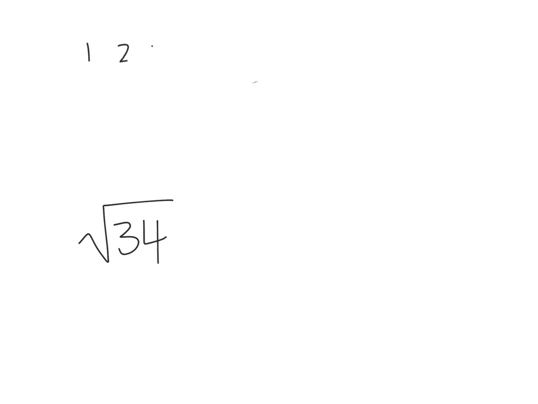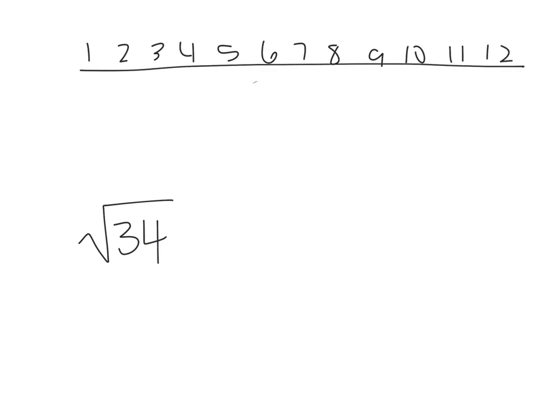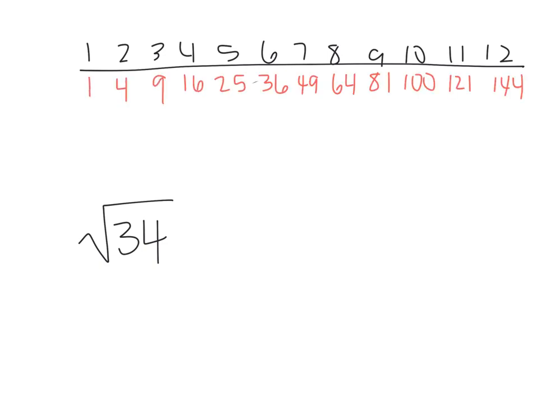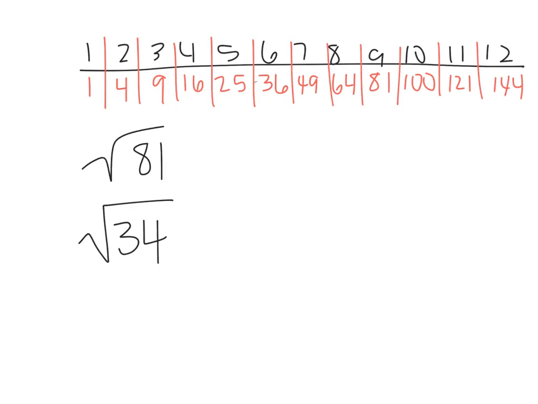So I like to write out the numbers between 1 and 10, or sometimes I go a little bit further. And then I'm going to list below them what their squares are. So 1 squared is 1, 2 squared is 4, 3 squared is 9. And that is my list. And don't be afraid to use a calculator for that. So going back to that example we did before, if I wanted the square root of 81, the square root of 81 is 9.